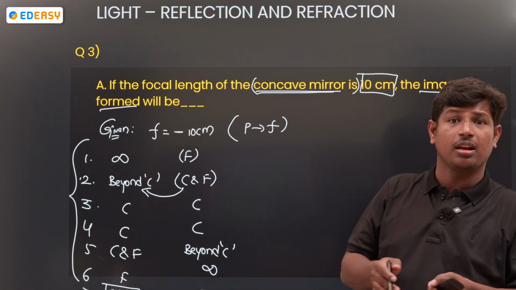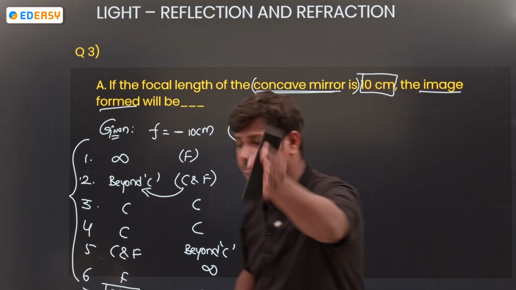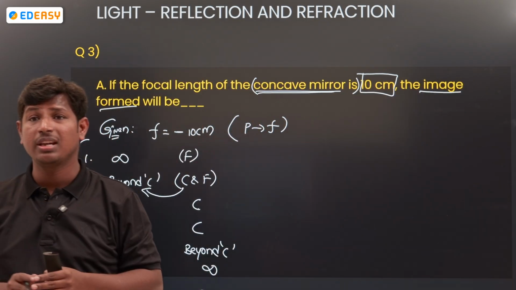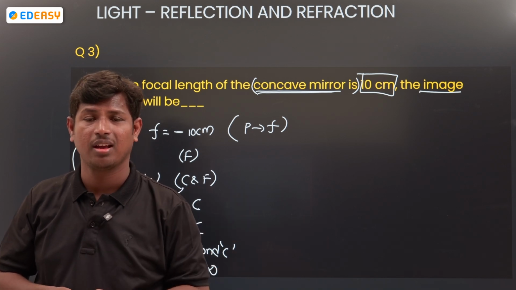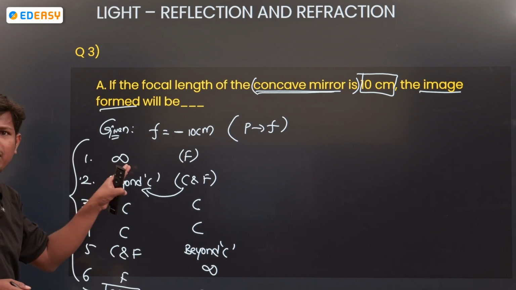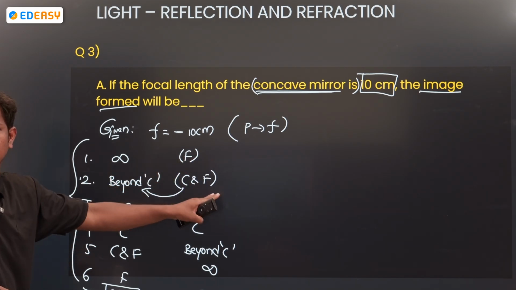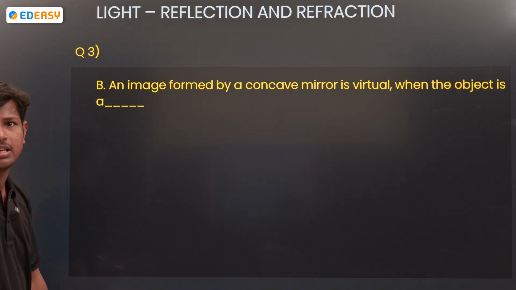They didn't mention where the object is. They only gave the focal length of the mirror. So without knowing the object, where can we say the image will be formed? No idea. So we have to follow all of these cases: object at infinity, at F, beyond C, between C and F. Okay, like this. Clear? Next one.